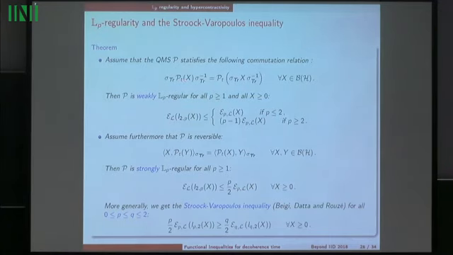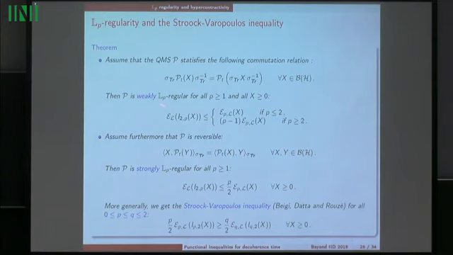If the semigroup satisfies this commutation property, so if it commutes with the modular operator of the invariant state sigma trace, then you can prove LP regularity, which is just a comparison between the L2 Dirichlet form and the LP Dirichlet form. And this includes the L1 regularity I introduced before, in the case where you take the limit p goes to 1.